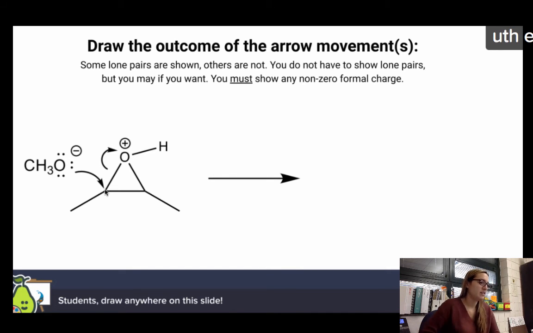To give you a hint, you're going to have just one product. And do a quick check of formal charge. But typically, if you have something negative forming a bond, that's going to get rid of its formal charge. If you have something positive gaining some electrons, it's going to lose its formal charge.